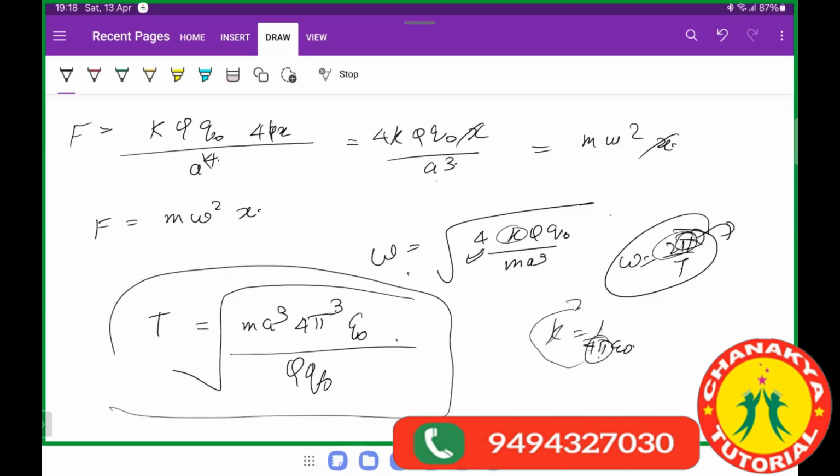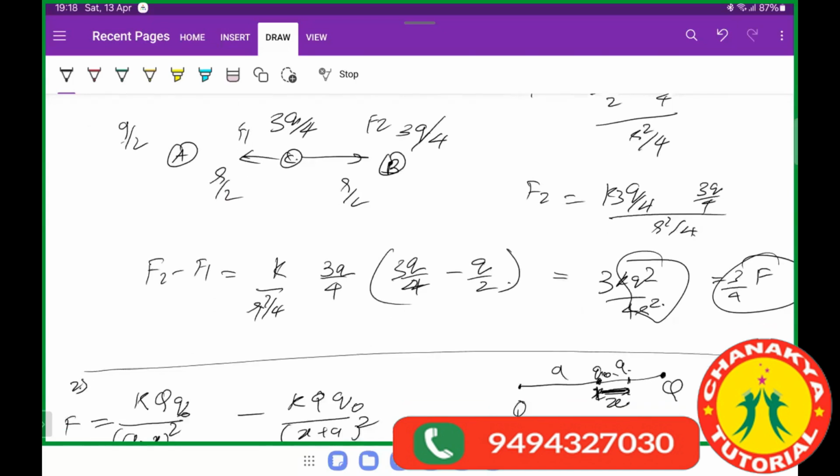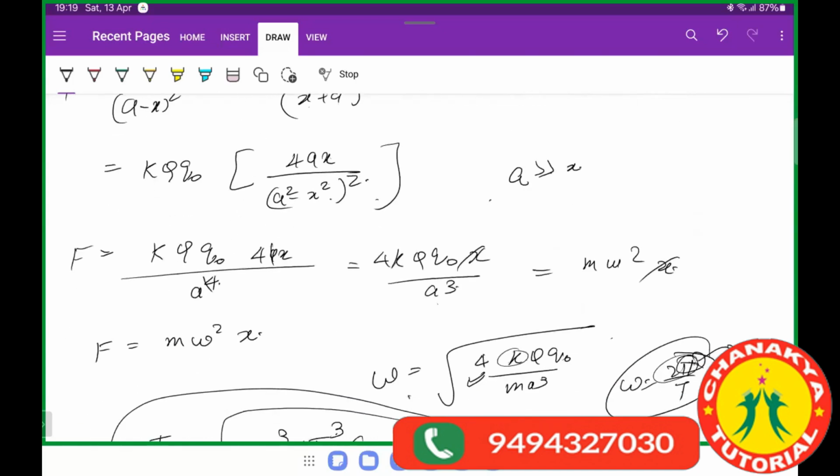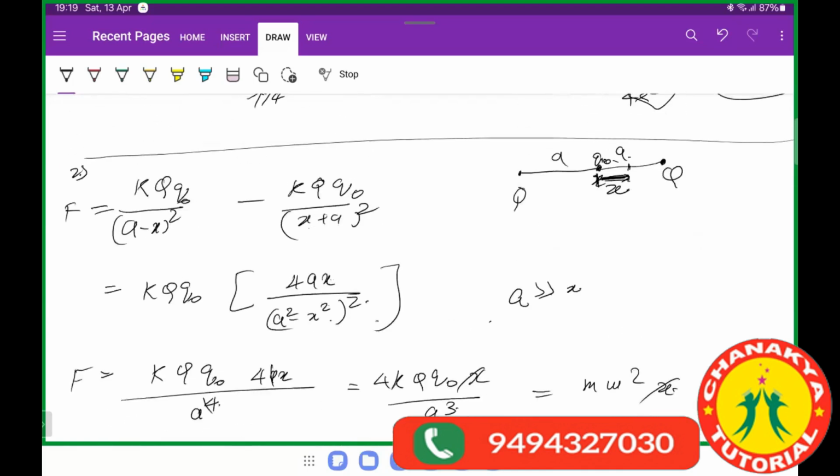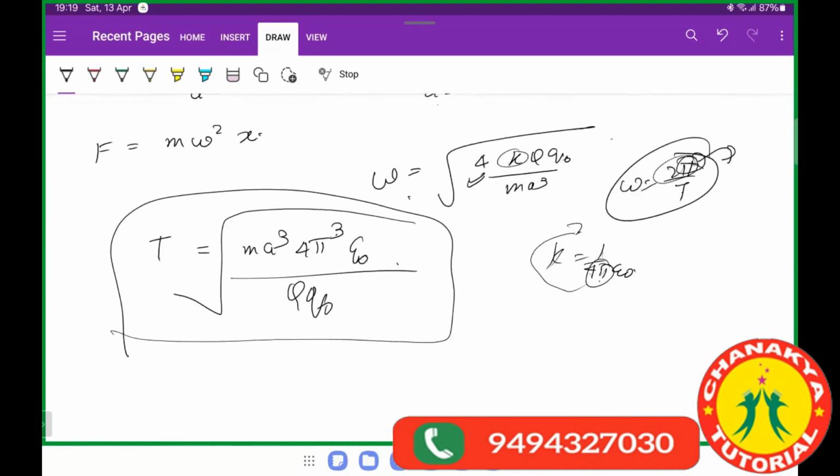See this, I know it's a little bit long for a JEE question, but yes, you have to solve it. The answer is option A. Okay, yeah. Option A.